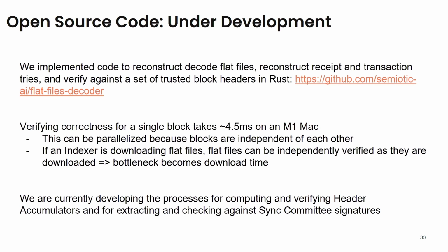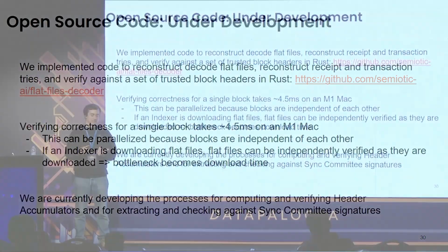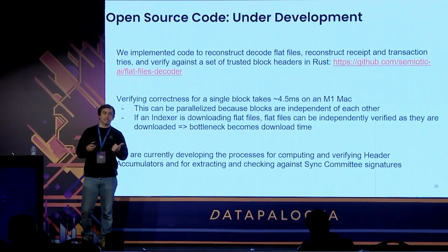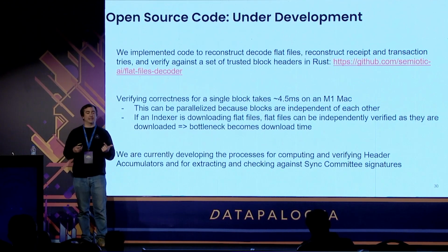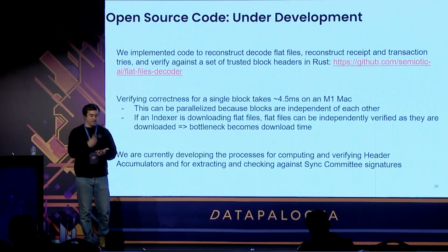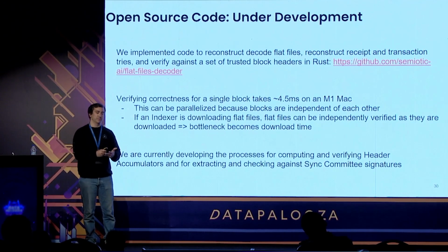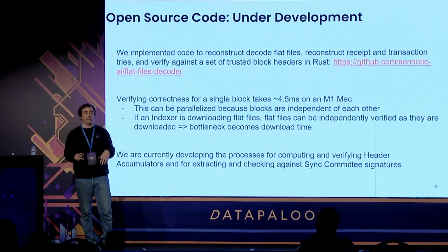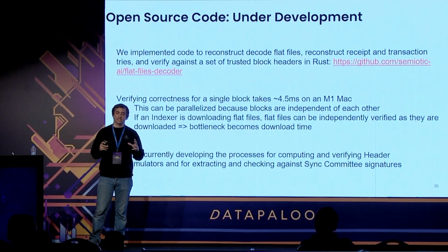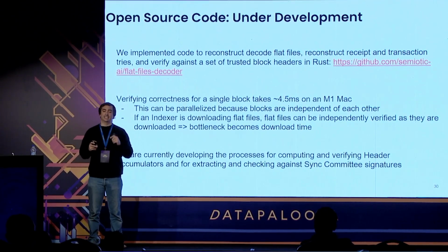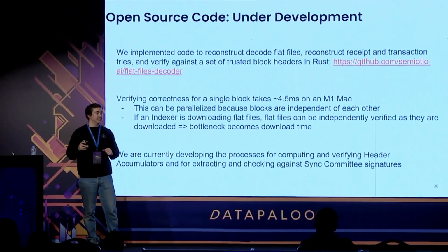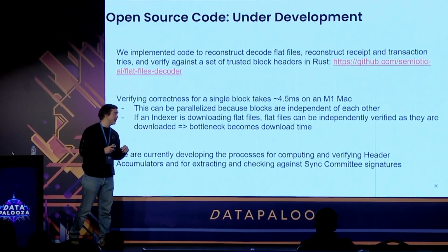Basically just kind of where we're at right now. All the code that we're developing is open source. You can find it here. Right now what we have is essentially the code that extracts only the receipts and the transactions from flat files. And then it recomputes the receipt trees and the transaction trees and then compares the roots of those trees to these trusted block headers. Right now those trusted block headers are just our own file of headers. There's no verification going on.